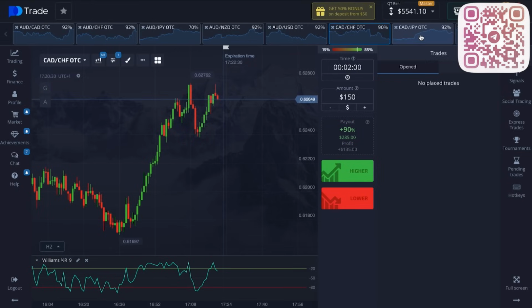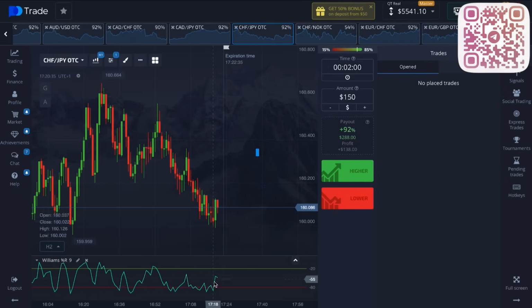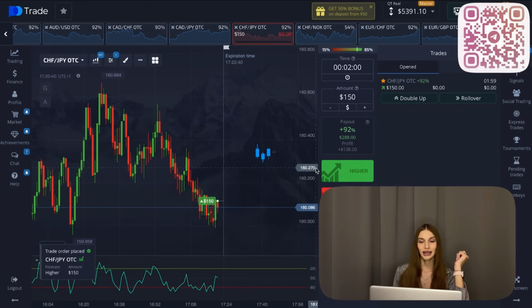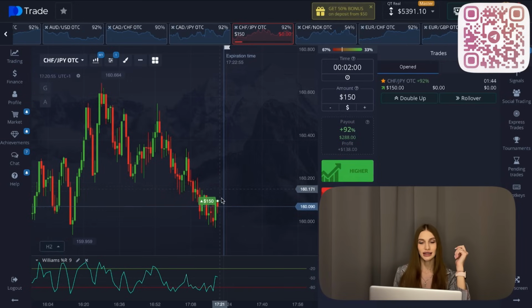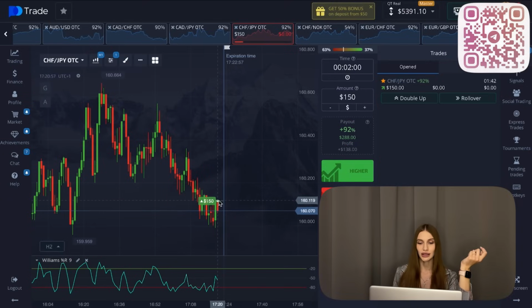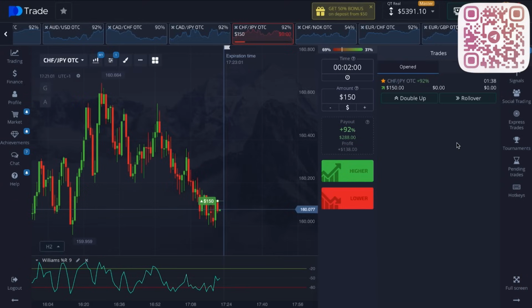So, in this example, I made a call option. We see that the line of the Williams Percent Range indicator was below the -80 level in the oversold zone, after which it crossed the -50 level from the bottom up. This is a buy signal, so I opened this position. Here we are waiting for its completion.